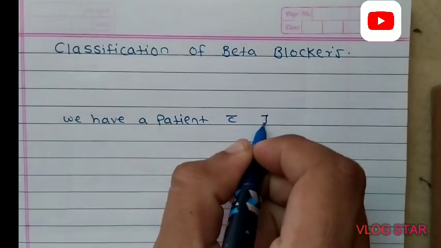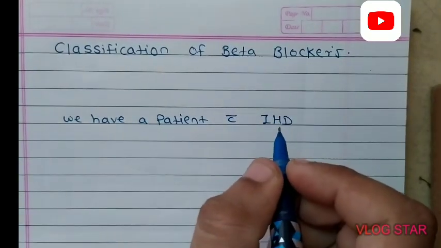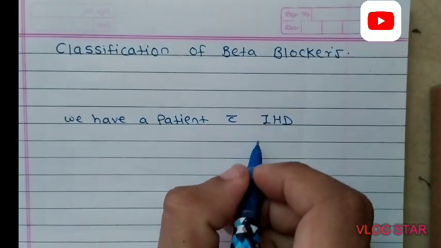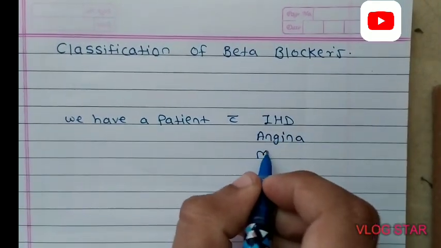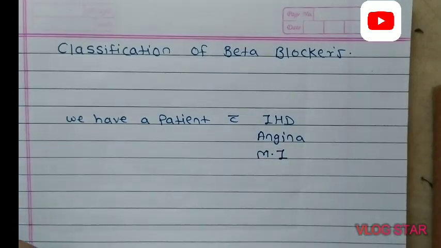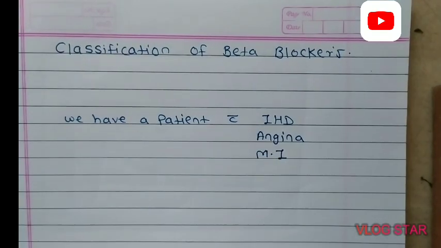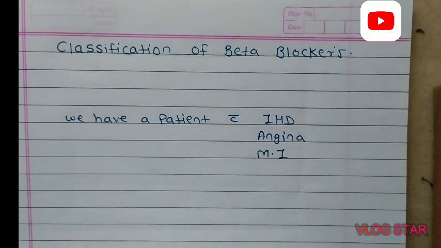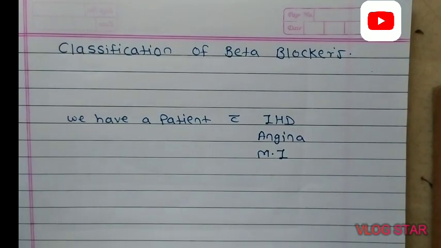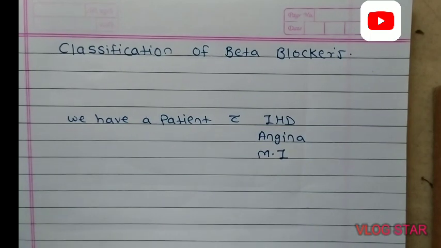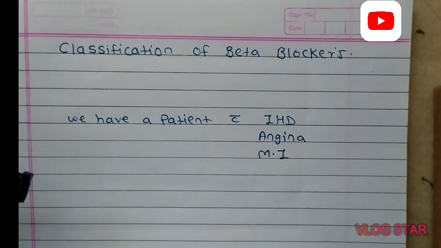with ischemic heart disease, or angina, or myocardial infarction. We advise such a patient that they should not get stressed, or excited, or emotional. So why do we advise them not to get stressed, excited or emotional?